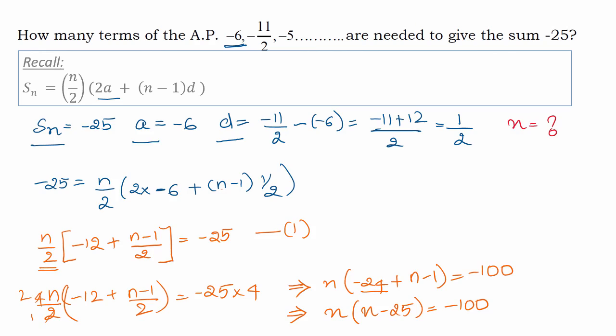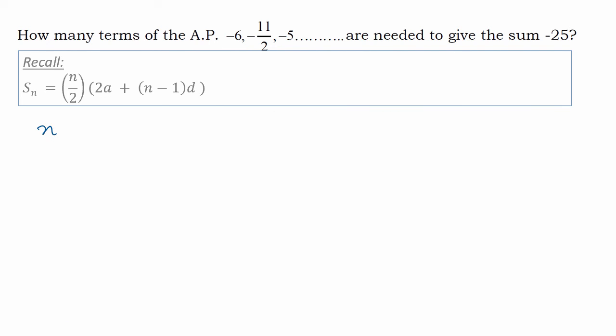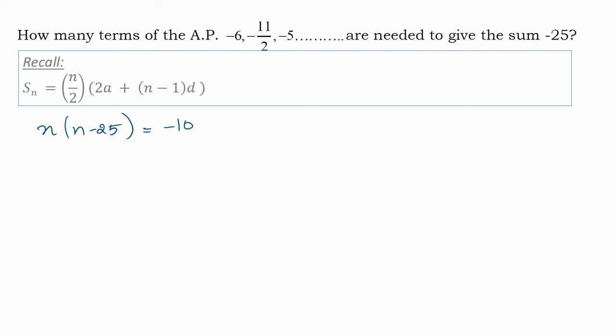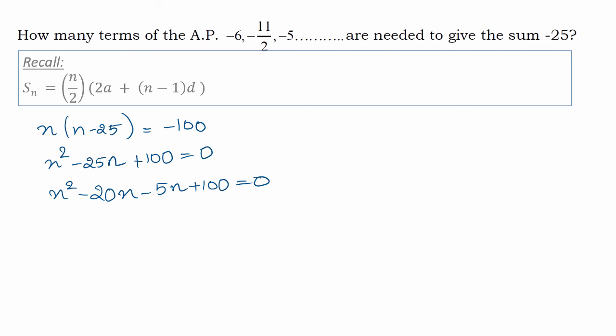Let us solve this. n times (n minus 25) equals minus 100. Okay, so this is the same as n square minus 25n, and bringing 100 to this side, plus 100 equals 0. We can solve this by factorization. Factorizing, n square minus 20n minus 5n plus 100 equals 0. That will become (n minus 20)(n minus 5) equals 0. So n minus 20 is 0, or n minus 5 is 0.